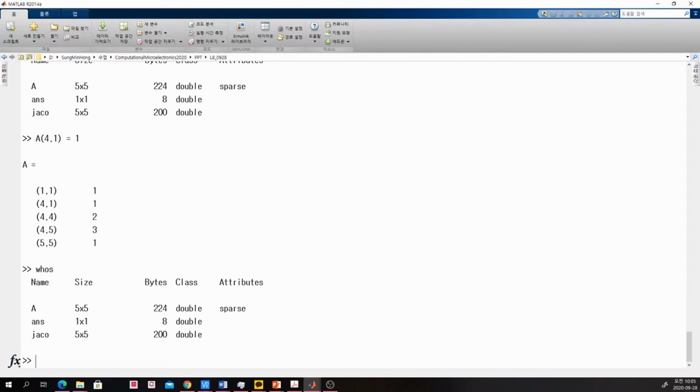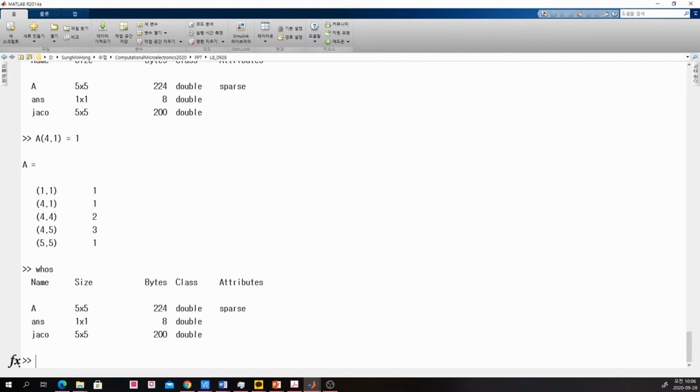So as you can see, actually the memory usage of the sparse matrix is sometimes better and sometimes worse than the full implementation. However, this corresponds to a 5 by 5 matrix, and if we go to a really large matrix like 100 by 100, or 1000 by 1000, or 10,000 by 10,000, it is really beneficial to use a sparse matrix.